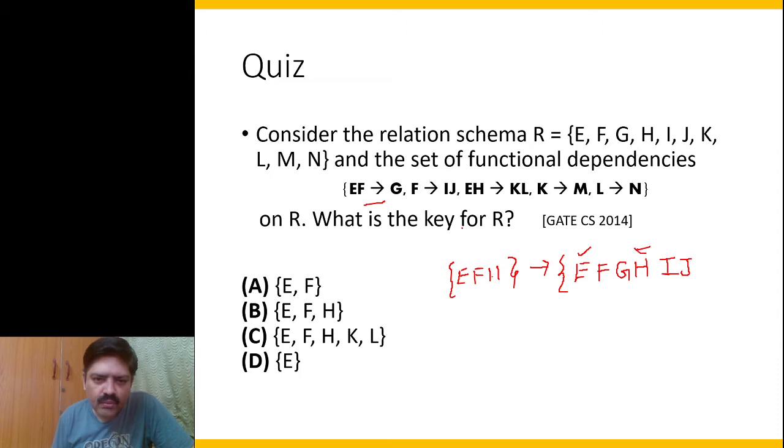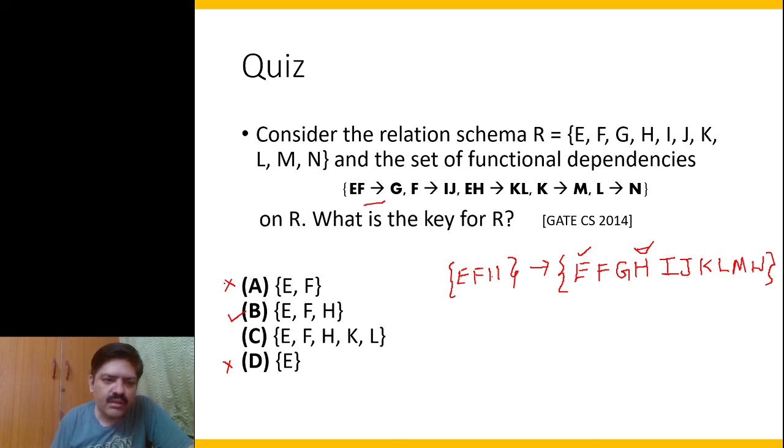So since I know E and H, I can determine K and L, and from K I can determine M, and from L I can determine N. So I can determine MN as well, right? So if you look at it, from EFH, I can determine all the attributes of R. So EFH is a key for R. E alone will not determine all attributes. We have already seen it, because E and F together do not determine all the attributes.